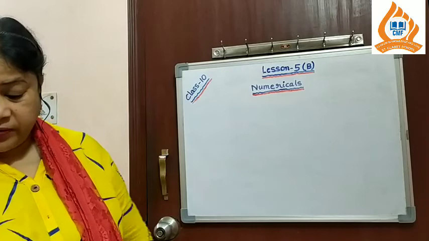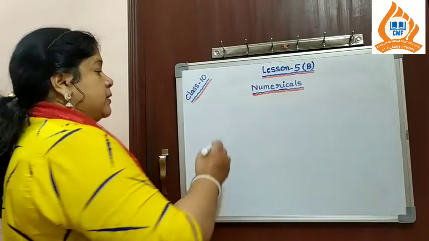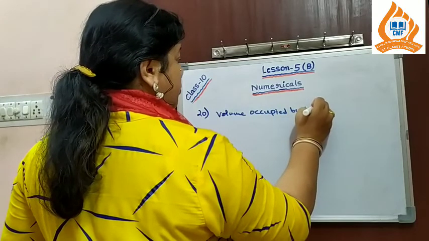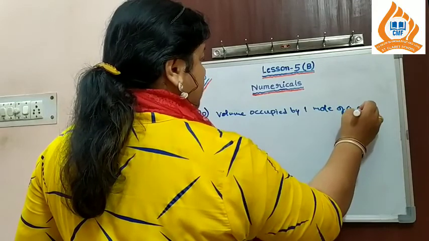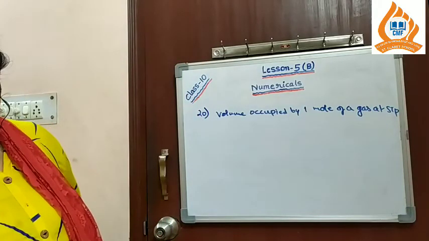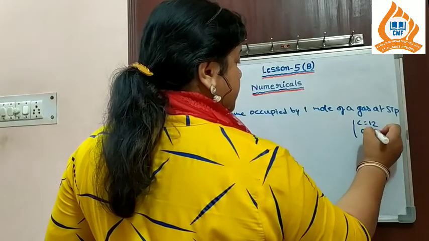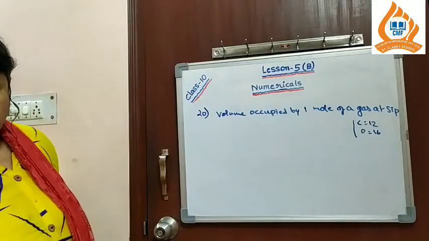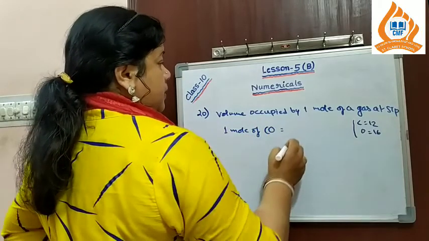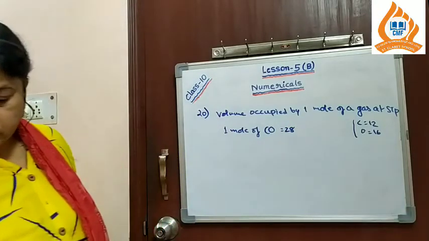Let's see. So molar volume. Now molar volume will come. So molar volume is what? That is the volume occupied by 1 mole of a gas at STP. Okay, so now 1 mole of CO. CO means you have to take out the molecular mass of CO. C is equal to 12, O is equal to 16. So 1 mole of CO is equal to how much? 12 plus 16, that means 28. You can give the grams.